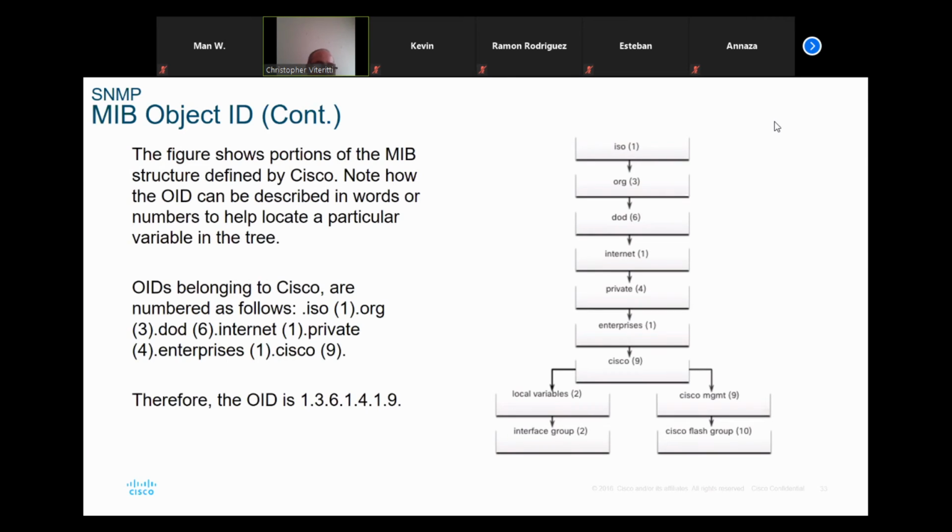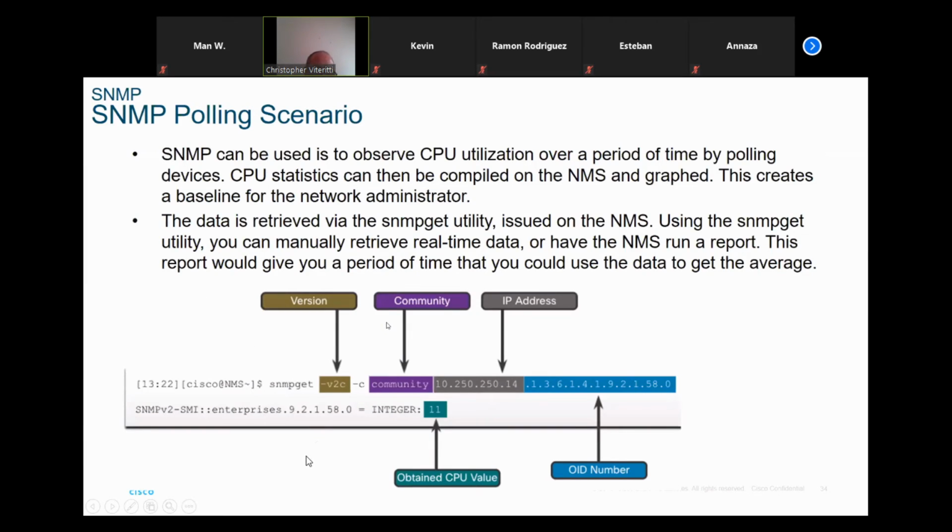Then you have Organization, Department of Defense, Internet, Private Enterprises, and Cisco is the last at 9, okay? An idea of what they look like: the address of the device, and then the OID number, and then inevitably the value obtained from that specific OID.